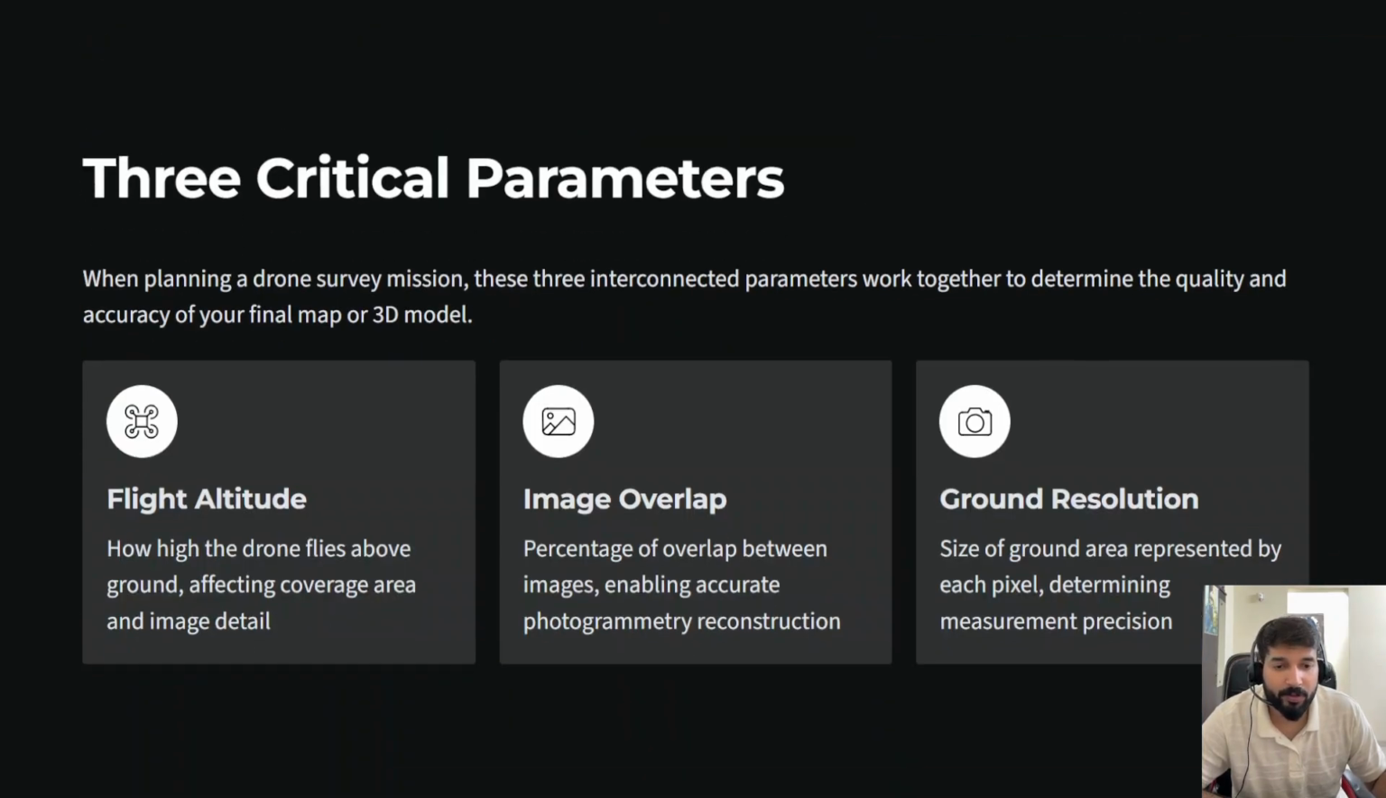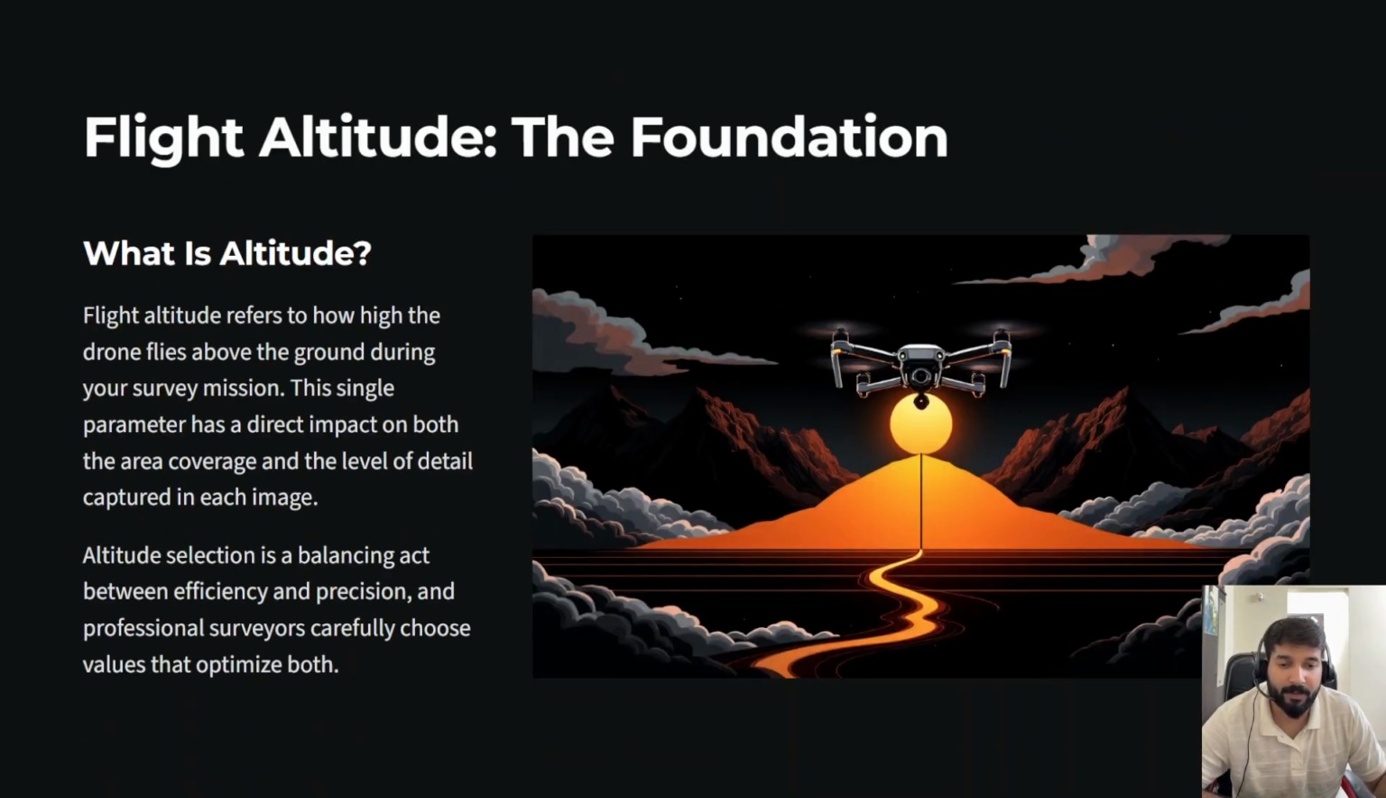When planning a drone survey mission, three key parameters directly affect the quality and accuracy of the final map or 3D model. These parameters are flight altitude, image overlap and ground resolution. Understanding how to properly set these values ensures that your drone captures clear images with enough detail for accurate mapping. Let's begin with flight altitude.